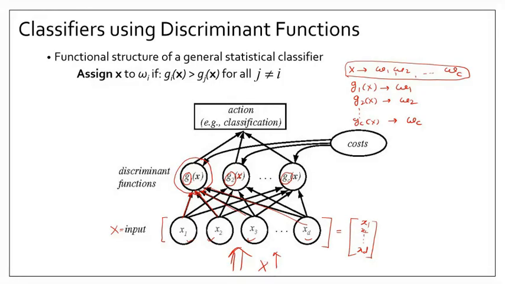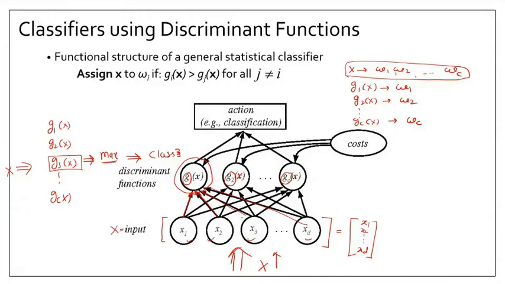Okay, so we are going to check what is the value of G1x, what is the value of G2x, what is the value of G3x, and so on up to GCx. Once they are computed for a given input x, we will see which one is producing maximum. Let us say G3x is producing maximum, then my classification decision is class 3. Okay, so in this way this will work.